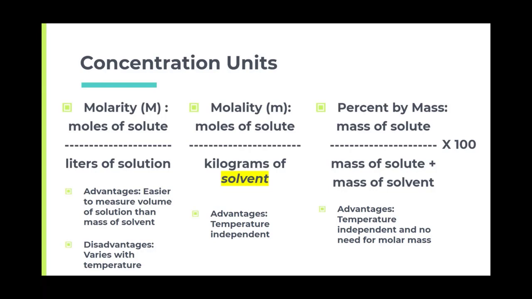This is the mass of solute over the mass of solute plus the mass of solvent, which is the mass of the entire solution. And then to turn it into percent, you'll multiply it by 100, and that will give you the percent in terms of the mass of solute as it regards to the entire mass of the solution. The advantages of this is that it's temperature independent because there's no volume component, and there's no need to find molar mass. You can simply mass your components that you have involved of your solute and solvent.